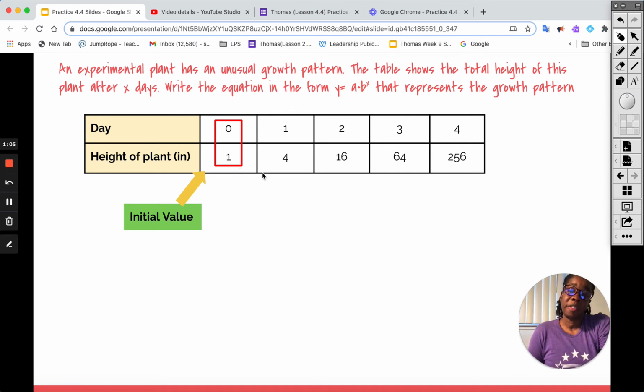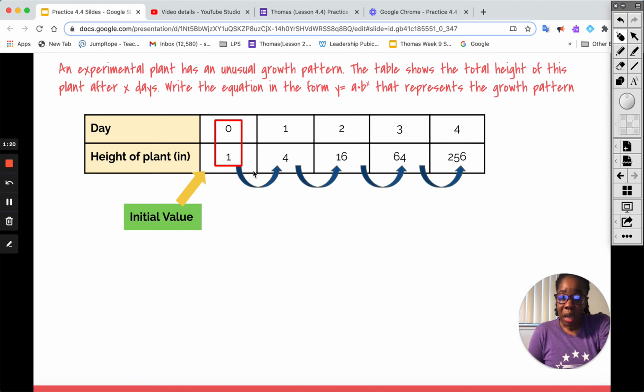Then we also want to find the growth factor, which is how are our y or output values changing? What is it being multiplied by, or what's the multiplier? So 1 times what makes 4? 4 times what makes 16? 16 times what makes 64? 64 times what makes 256?